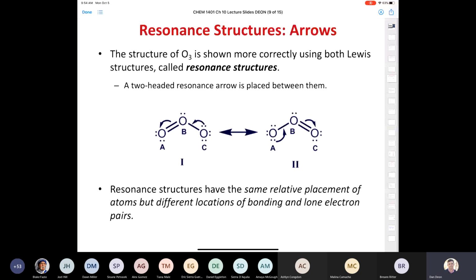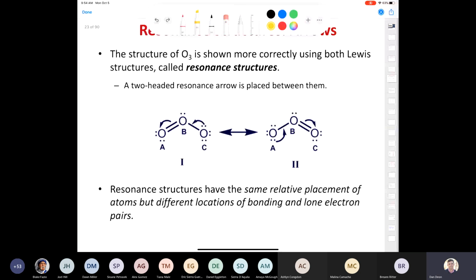A two-headed resonance arrow is placed between them. This is a resonance arrow. Okay? If you have these arrows like this, this is an equilibrium arrow. So don't get the two mixed up. They don't mean the same thing. Resonance and equilibrium are two different things.